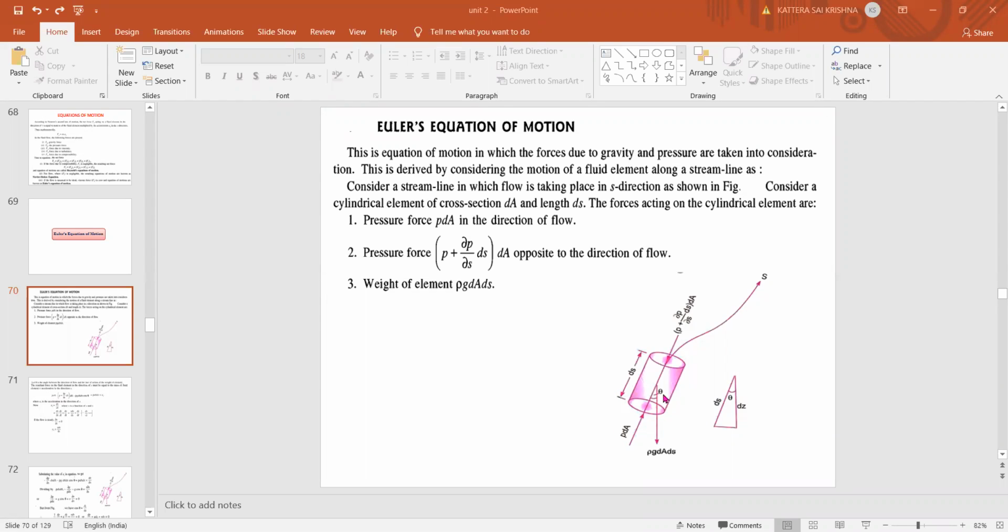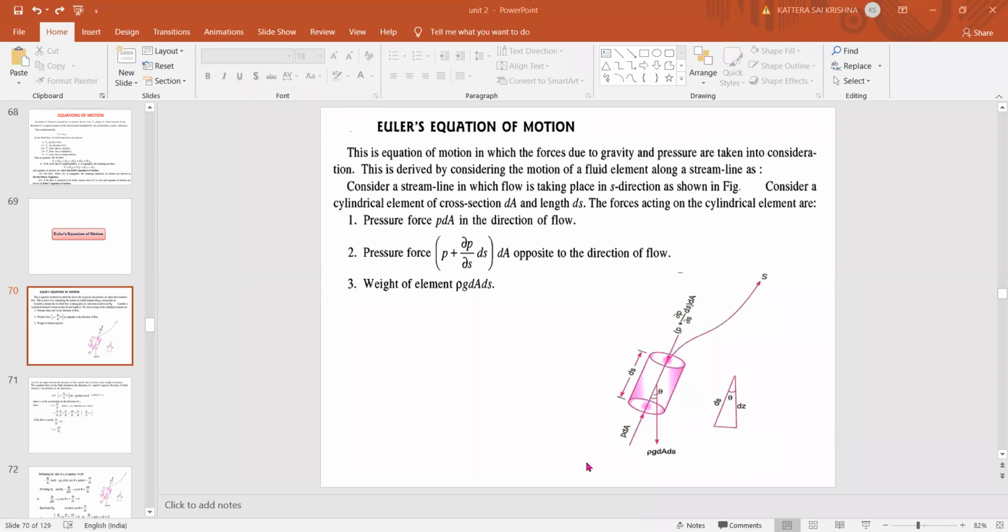And one more thing is, this weight is exactly vertically downwards. So with respect to the direction of flow, this is at an angle theta. Weight is at an angle of theta with respect to the direction of flow. So this term is theta, and this is the height from the datum.